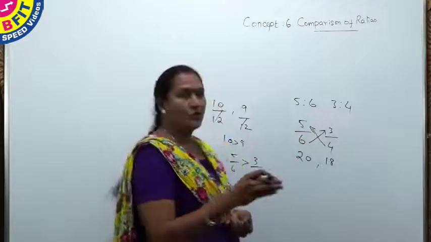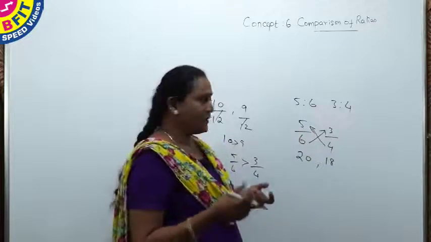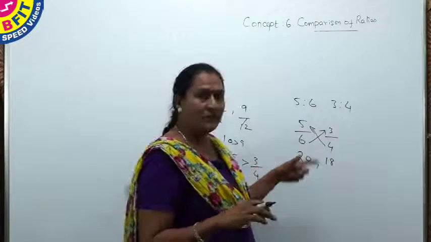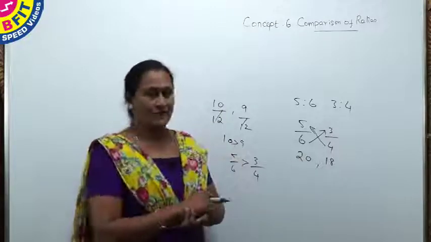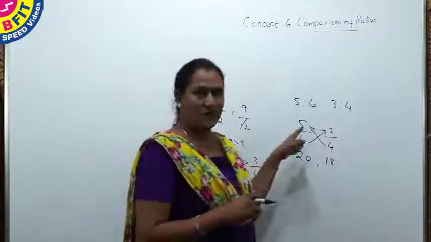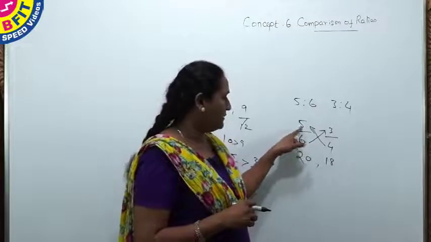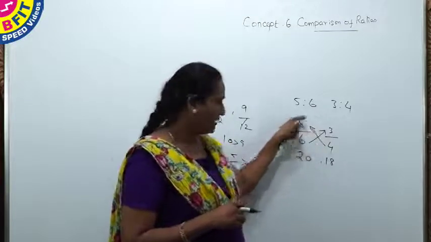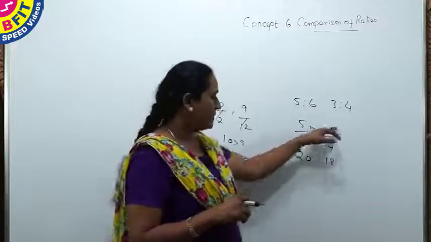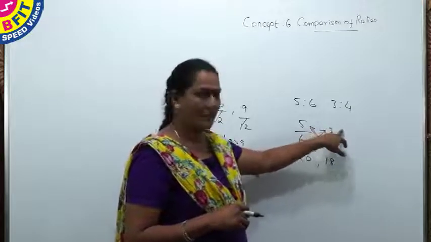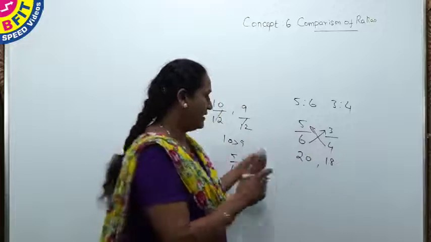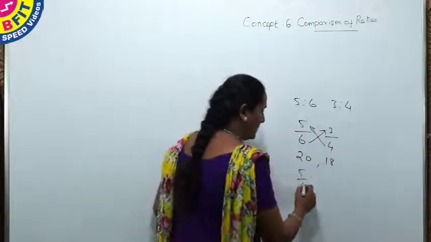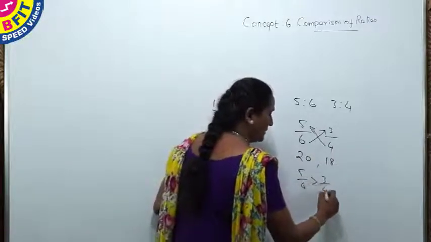So when you have more than 2 or 3 ratios, taking 2 at a time, this will work out faster than finding LCM for all the fractions. So just cross multiply. So 5 into 4, 20. As 5 is here, the value comes here. 6 into 3, 3 is on the other side. Value 6 into 3, 18 is written here. 20 is higher. So 5/6 is greater than 3/4.